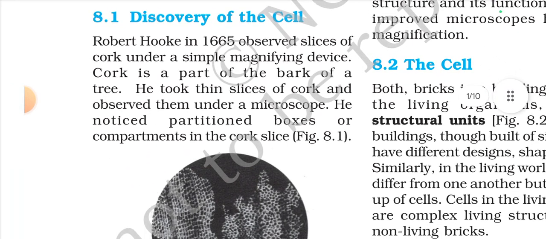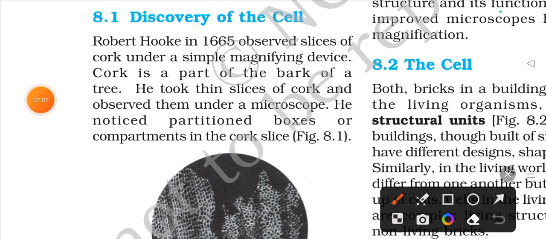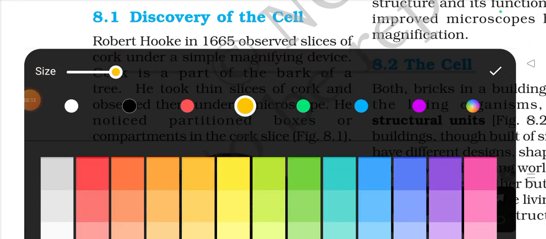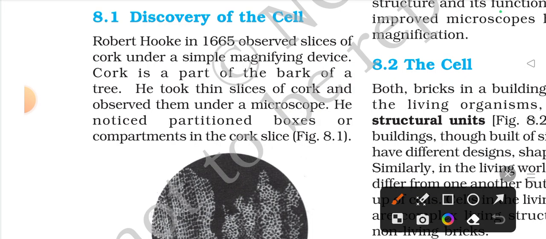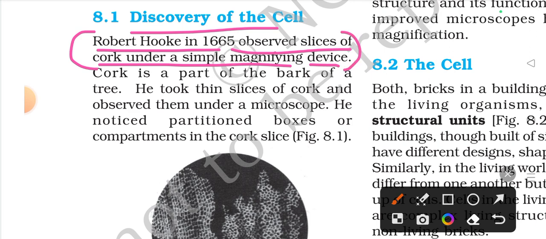Now who has discovered cell? Now be ready with your highlighter and underline with me. It makes us easy to understand. Okay, so discovery of cell. Robert Hooke in 1665 observed slices of cork under a simple magnifying device. So you underline till this much. So who has discovered cell? Robert Hooke. Robert Hooke has discovered the cell.